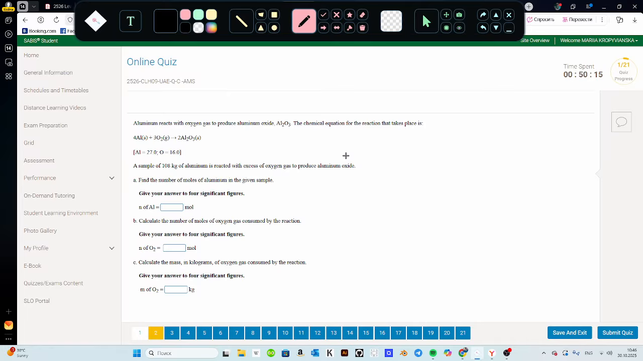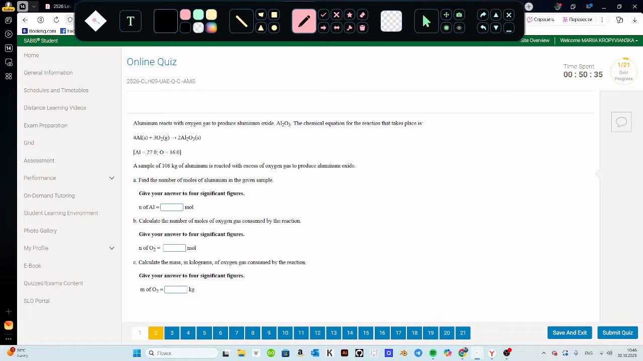Next one requires solving. So aluminum reacts, and they give us a nice chemical equation. This one's balanced. If it's not balanced, guys, make sure to balance it or you're going to get a completely wrong answer. So a sample of 108 kilograms of aluminum reacted with an excess of oxygen gas to produce aluminum oxide. So part A, find the number of moles of aluminum in the given sample.